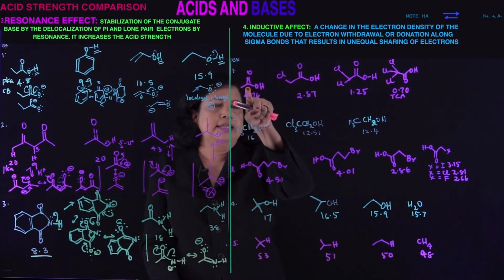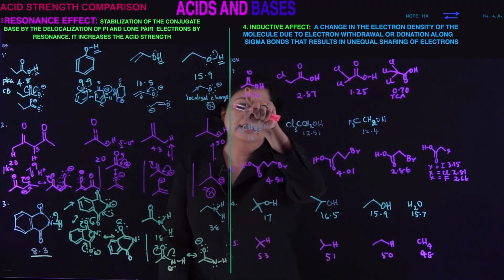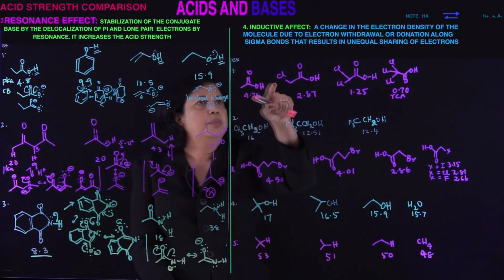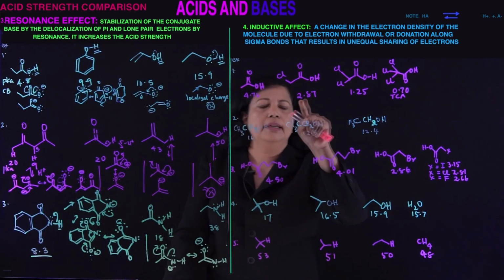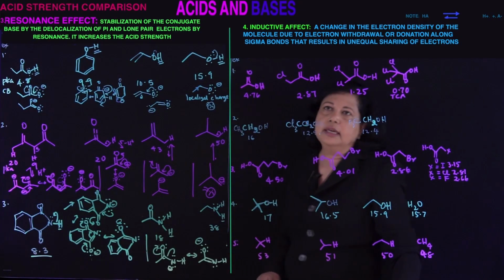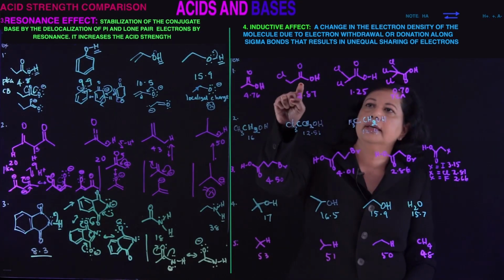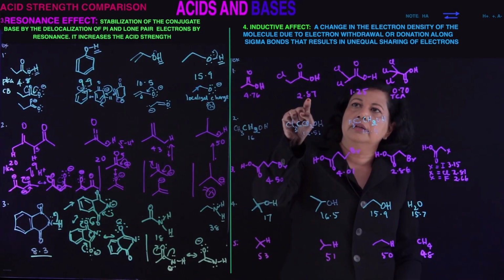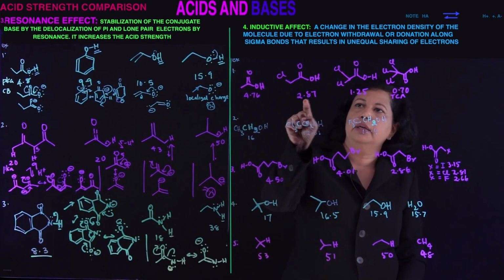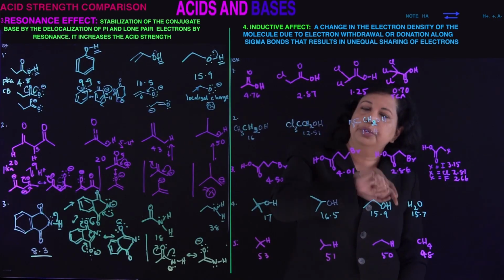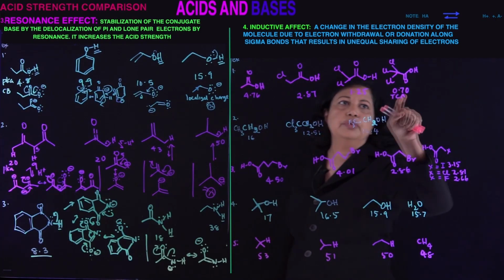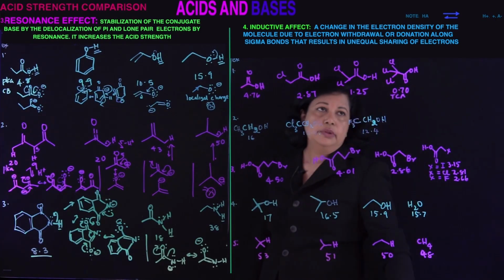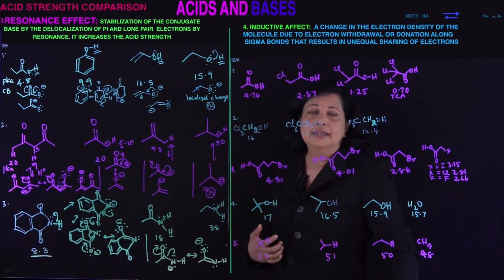Let's look at this. This is acetic acid. You've seen that a million times in Gen Chem. Now you put one chlorine here, the pKa drops by like a couple of points. That means it's like 100 times more acidic. And over here, you put another chlorine, it goes from 2.87 to 1.25. And you put another chlorine, 1.25 to 0.70, trichloroacetic acid.